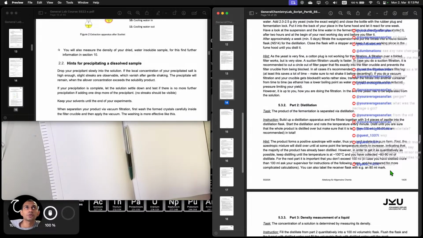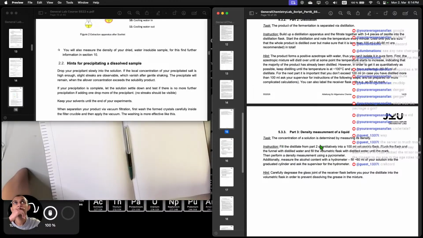For the next part, it's important that you don't exceed 100 milliliters. In case you have distilled more than 100 milliliters, ask your supervisor for instruction for the following step and be prepared for more complicated calculation. You can also label the receiver flask with, for example, an 80 milliliter mark. Okay.